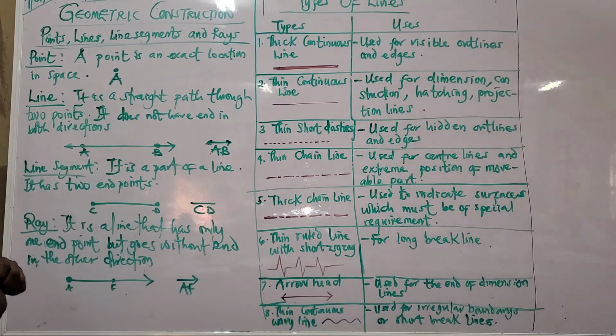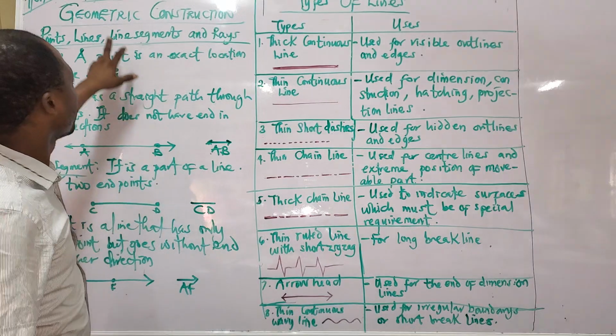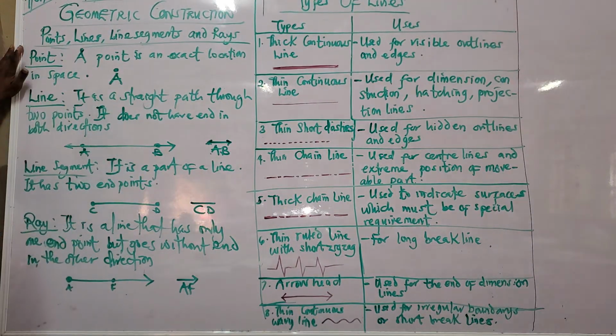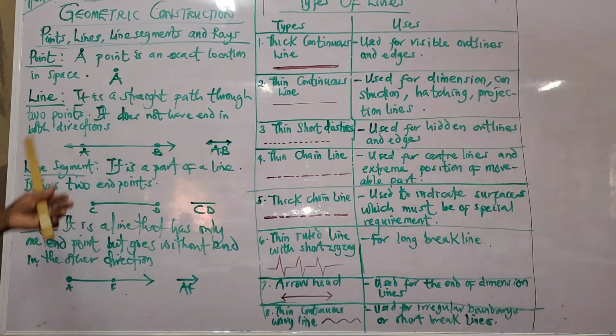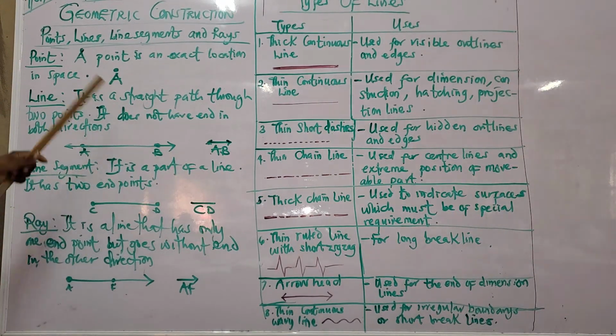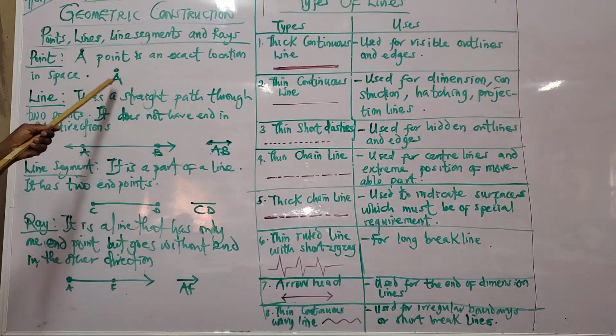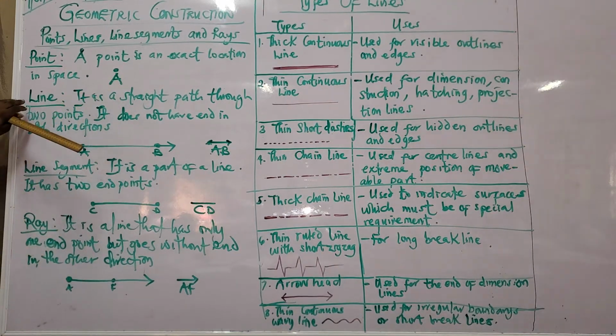So today we are going to be talking about geometric construction. So we have a point. A point is an exact location in space. We denote it like this, for example a particular point A, and you can write it in this format.